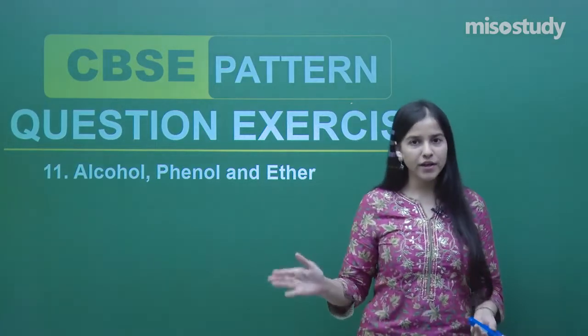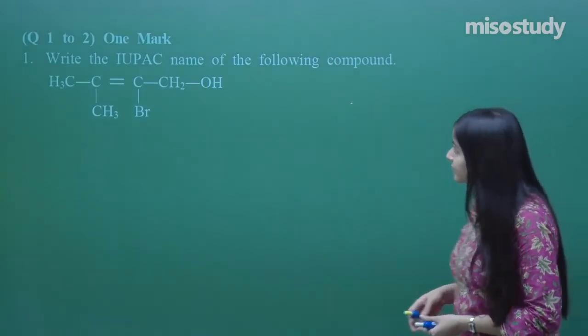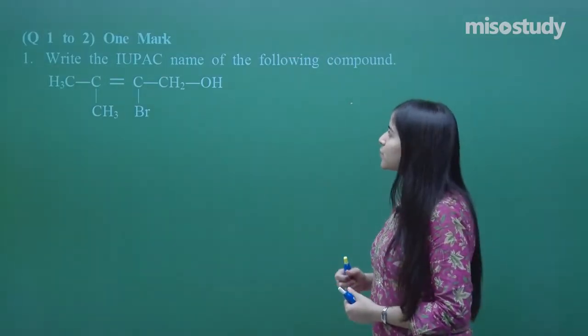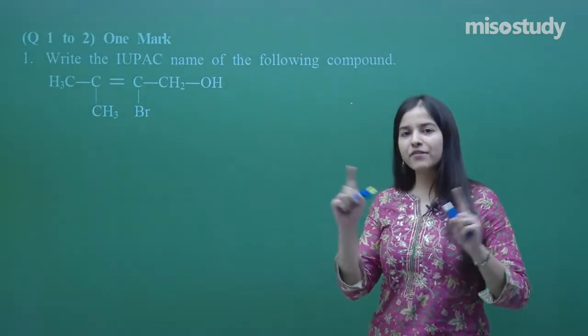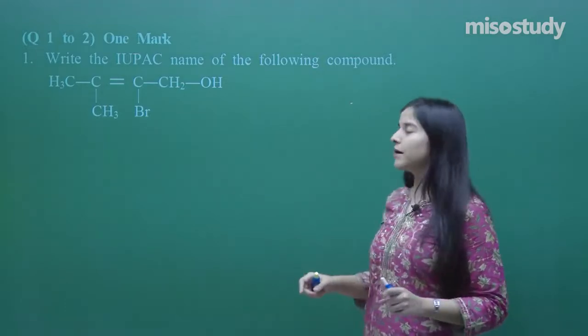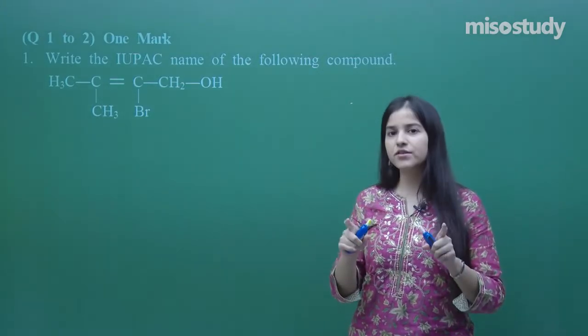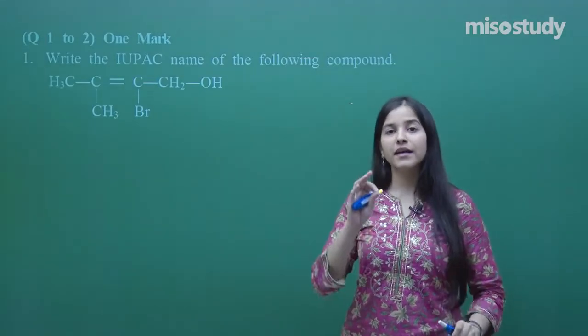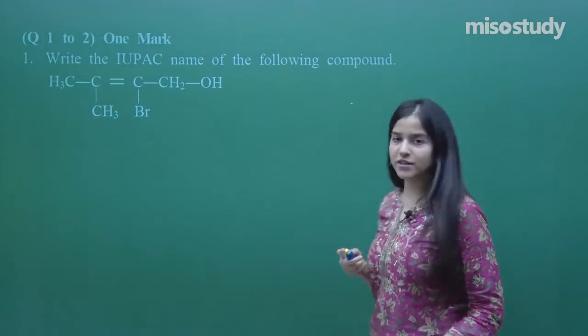Let's move on to the very first question of this lot. Question number 1 to 2 is 1 mark question, fine. So we'll be having just one-liners over here. Write the IUPAC name of the following compound. IUPAC is my favorite, because if I've got it right, there is no chance that any mark will be deducted here, right? And it's a very easy question here.